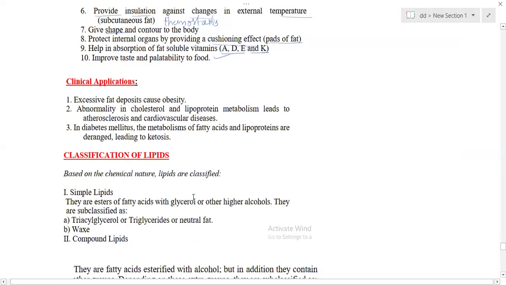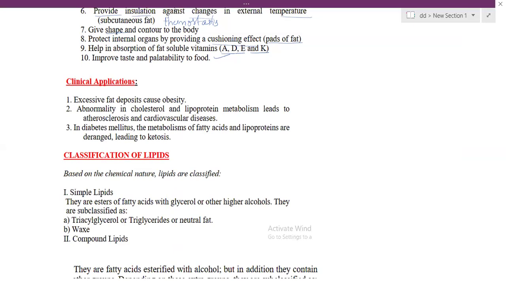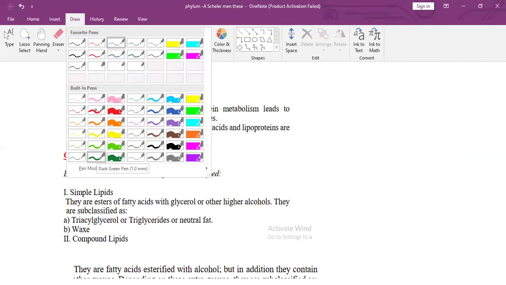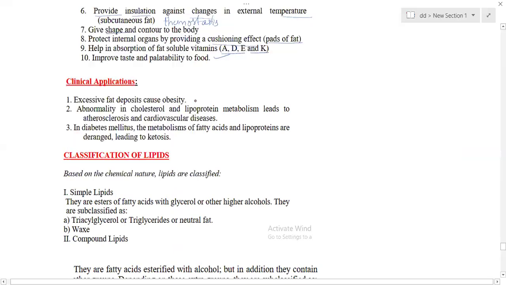Next, coming to clinical application. What are the clinical applications here? Excessive fat deposit causes obesity. Fats are good, but excessive fat could cause obesity, and it could create abnormality in the cholesterol and lipoprotein metabolism, leading to atherosclerosis and cardiovascular diseases like heart attacks or cardiac arrest.